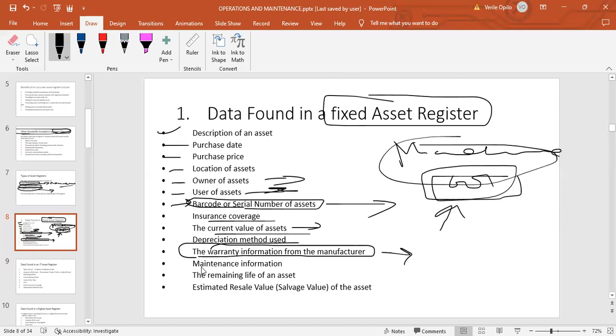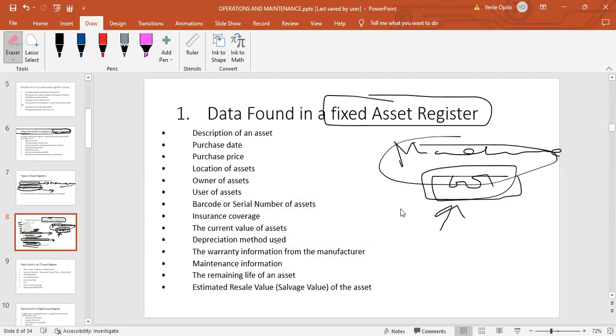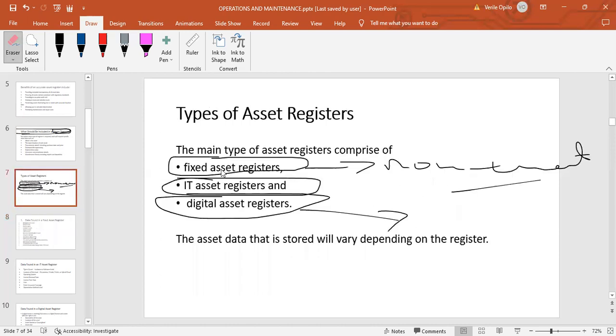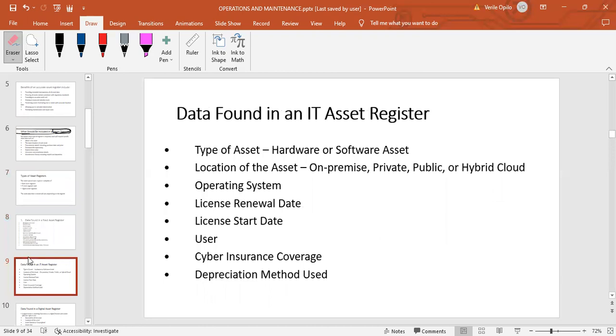Then show details about the maintenance information, the remaining life of that asset, and then the last one is the resale value or the salvage value of the asset. So if you're able to provide that information in your asset register, then it will allow you to have an asset register that is functional, it is effective, and someone can easily be able to get any information that they need.